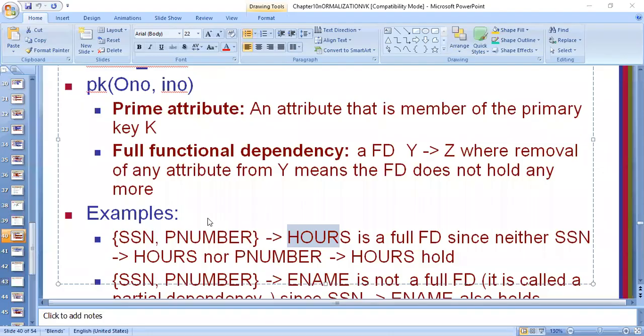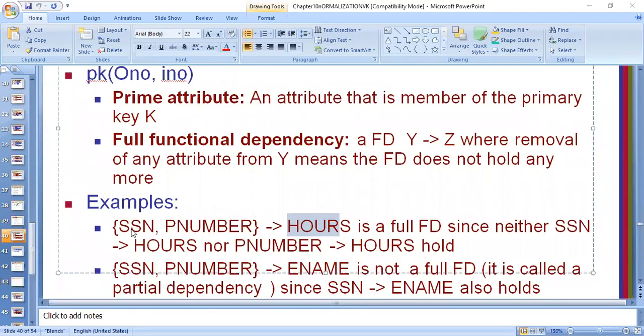Here we are going to see what is full functional dependency. In this example, hours indicate the number of hours that a particular employee works on a particular project. An employee can work on multiple projects, so a specific project on which the employee works for a specified number of hours. The value for the hours attribute can be determined only when we know these two values.